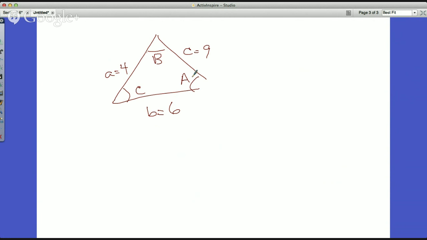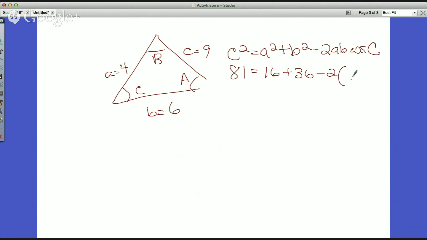Okay? So that's why we'll put c squared first. In this one, we'll have c squared equals a squared plus b squared minus 2ab cosine of c. So let's plug in. 9 squared would be 81. A squared is 16. B squared is 36, minus 2 times a times b, which would be 36 here, and then cosine of big C.